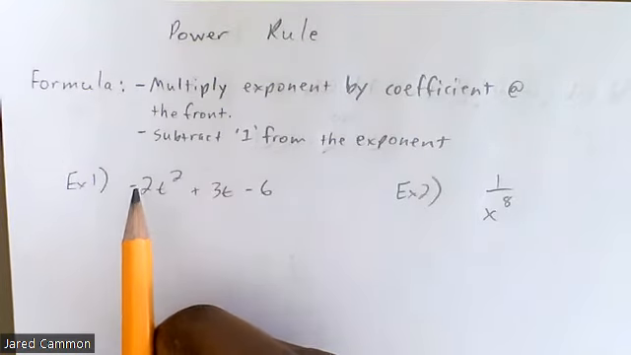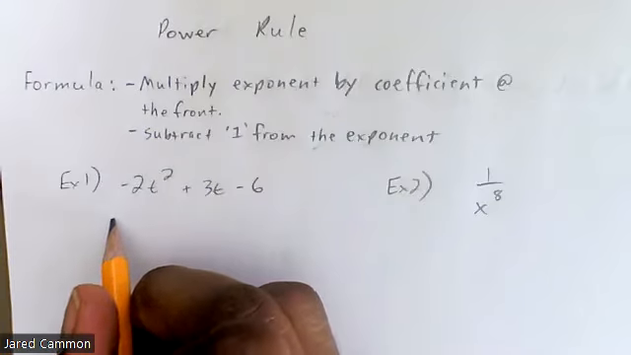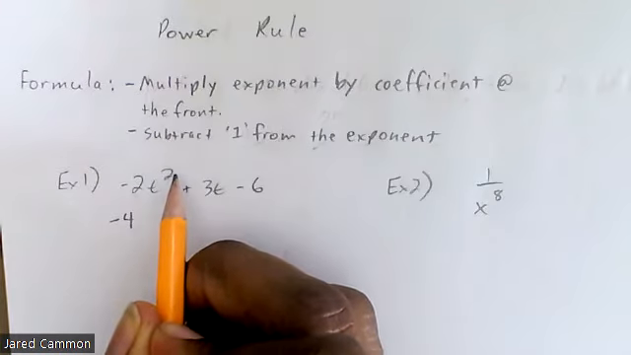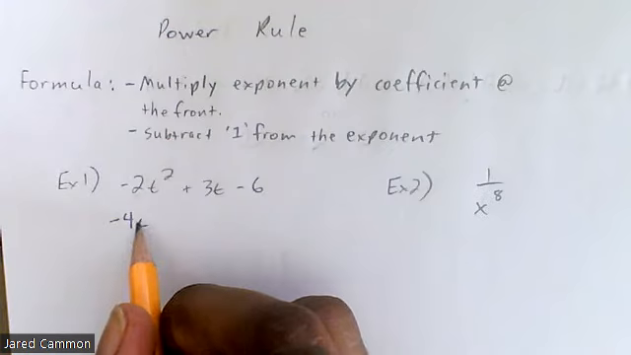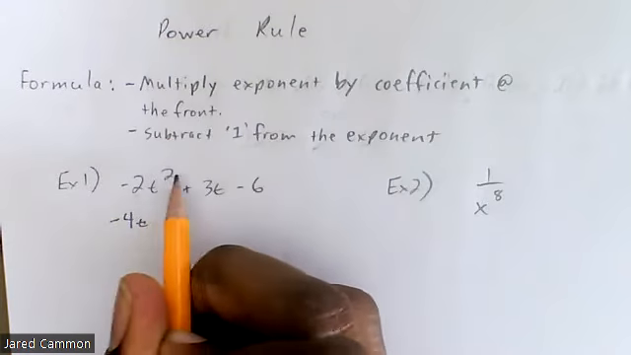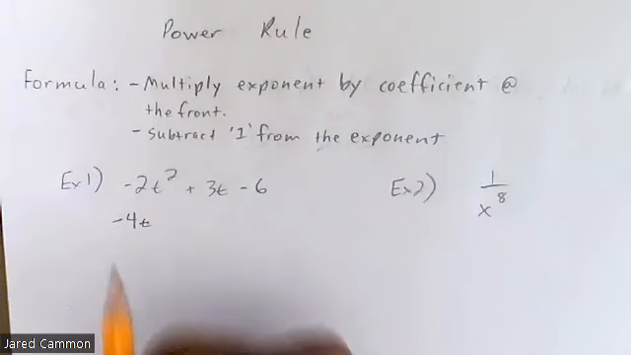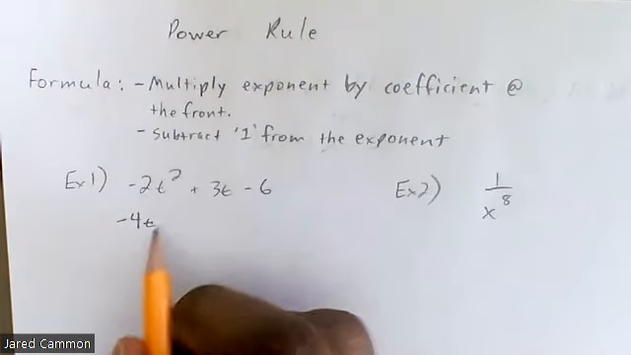2 times -2 will give us -4. So I write down -4. And then we take that exponent and subtract 1 from it. So that's going to be a t to the first power because 2 minus 1 is 1. And you don't actually have to write that 1 there. You can leave it invisible if you want to. We go to the next one.